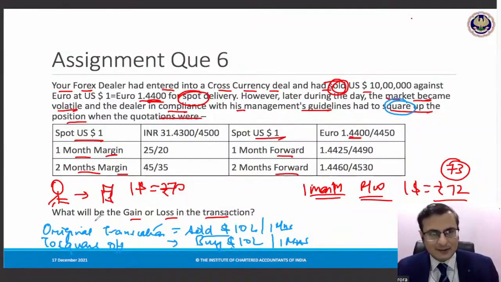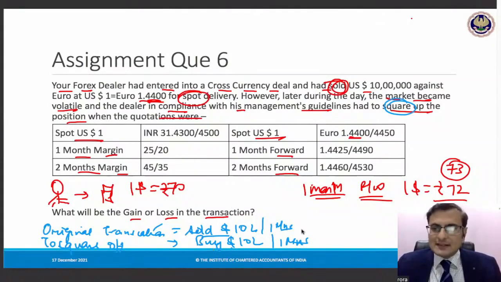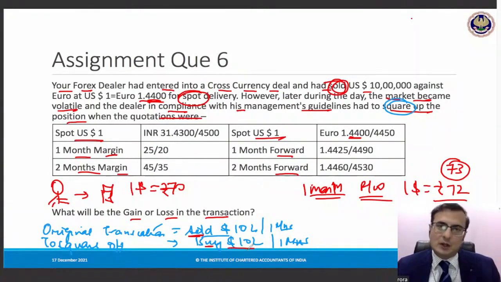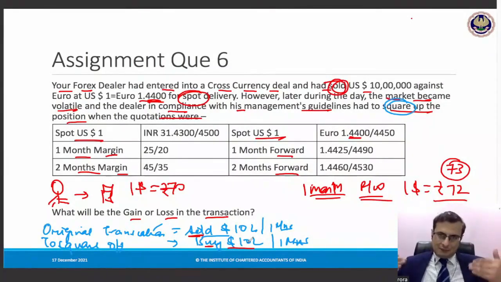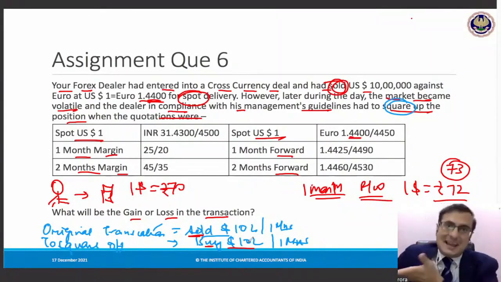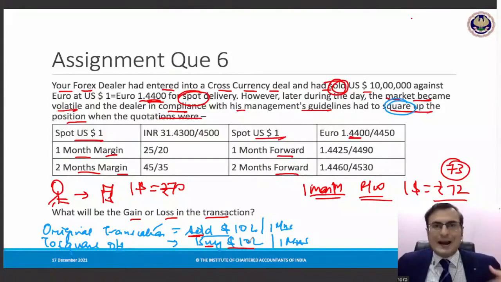You are getting my point? No, sir. Wait 2 minutes. Original transaction is done. You have sold 10 lakhs. Now you have to buy 10 lakh dollars. How will you do that? If you are buying one currency, how do you buy a currency? By selling another currency. You buy one currency by selling another currency.